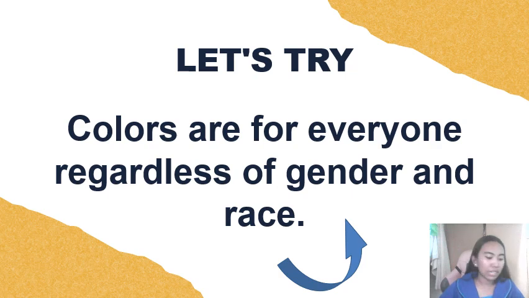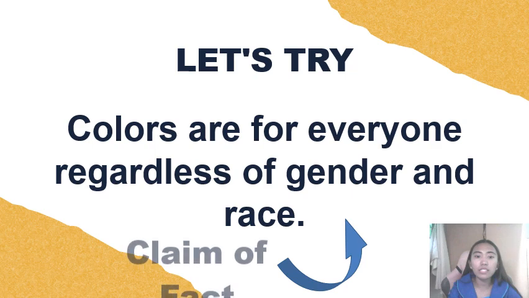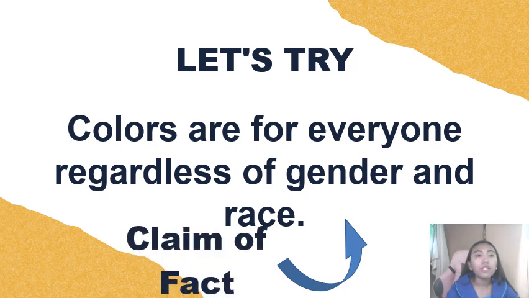Okay, next, let's have this one. Colors are for everyone regardless of gender and race. So what type of claim is this? Is it a fact, value, or a policy? The answer is claim of fact. Okay po. So in a claim of fact, again, we are using different facts or real evidence to support our claim. Next.